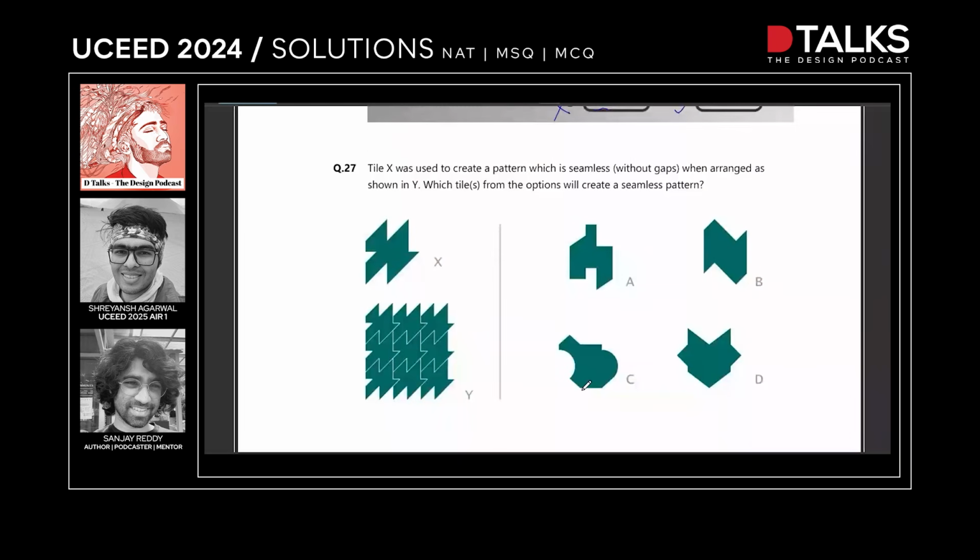27. Tile X was used to create a pattern which is seamless without gaps, when arranged as shown in Y. Which tiles can also create a seamless pattern? So seamless pattern means you should be able to cover every single edge of this shape using the same shape. Okay? That is basically the idea.